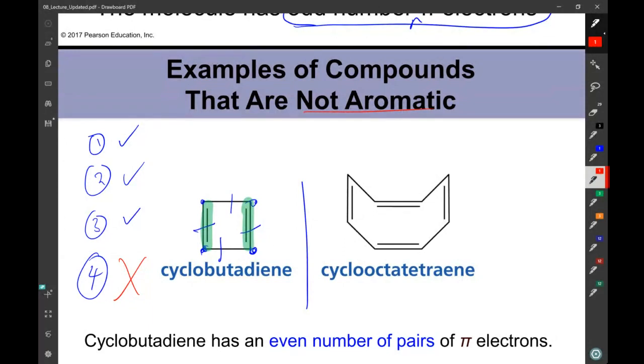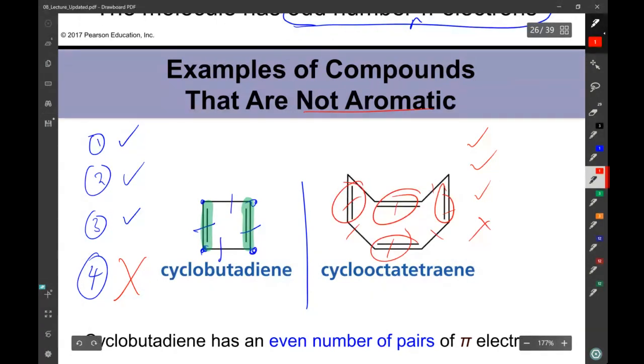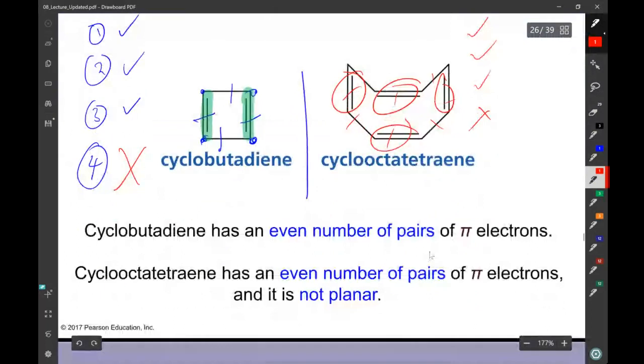We can do the same thing with cyclooctatetraene. Cyclooctatetraene will pass the test of being cyclic. It will pass the test of having a planar structure because all the carbons are sp2. It will certainly pass the test of having alternating double and single bonds, but it will fail the test of having an odd number of pairs of electrons, because here we have a total of 4, and 4 is not an odd number. Does that make sense, guys?